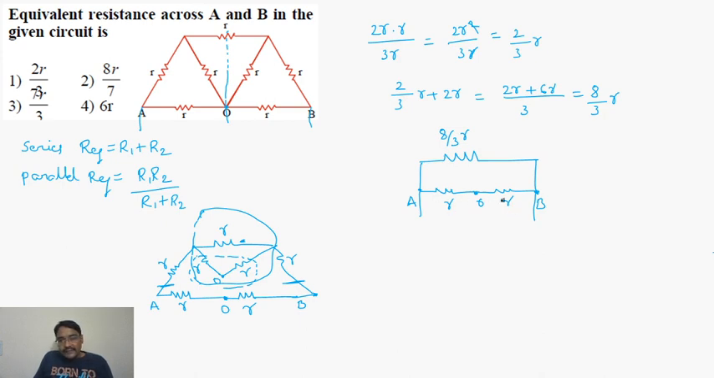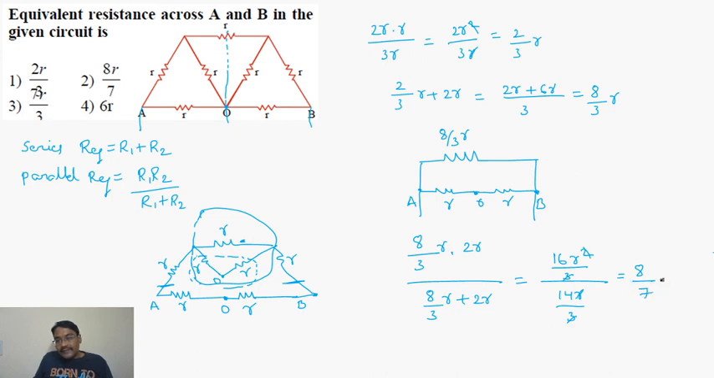Here, this forms a series combination R plus R, 2R, which is in parallel with 8 by 3 R. Using R1 R2 by R1 plus R2: 8 by 3 R into 2R by 8 by 3 R plus 2R, which is equal to 16R square by 3 over 14R by 3. 3 and 3 will get cancelled, R and R, and 16 by 14 means 8 by 7 into R. This is our equivalent resistance between terminals A and B.